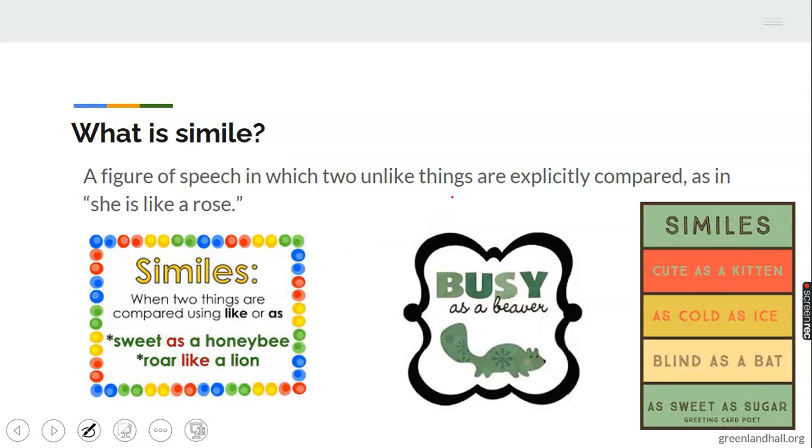Now, what is simile? A simile is a figure of speech in which two unlike things are explicitly compared. I will tell you what that means. When you compare two things that are not the same in a way that they are similar, like animal and human being. Animal and human being are not the same, right? But when somebody does something like that of the animal, and you now compare them, that's what a simile is. You compare. It is a figure of speech.